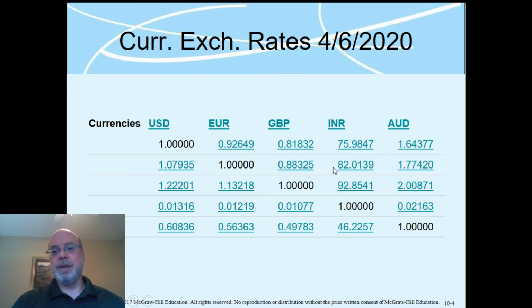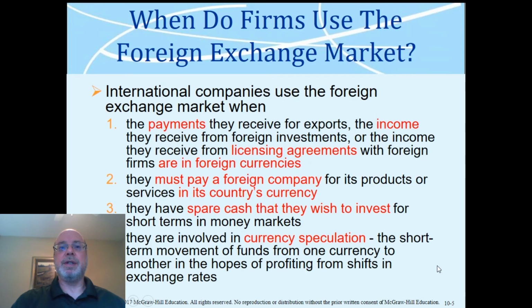And you can see how this goes all the way down there. That's typically how these tables work. So that's for you if you're exchanging money to go on a trip, but it's also the kinds of charts that business people are looking at when they're making exchanges.